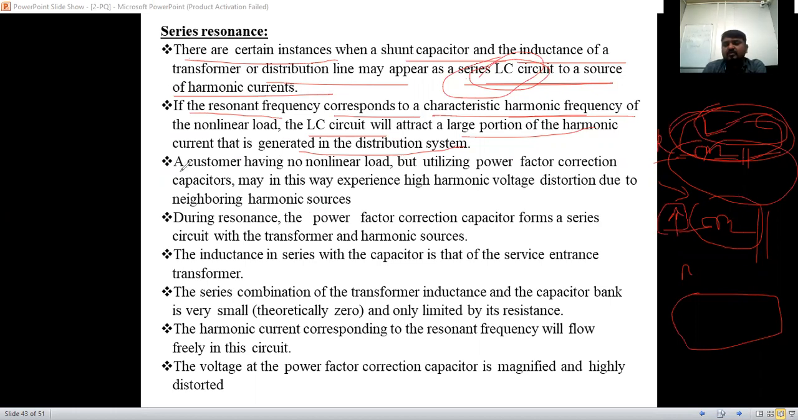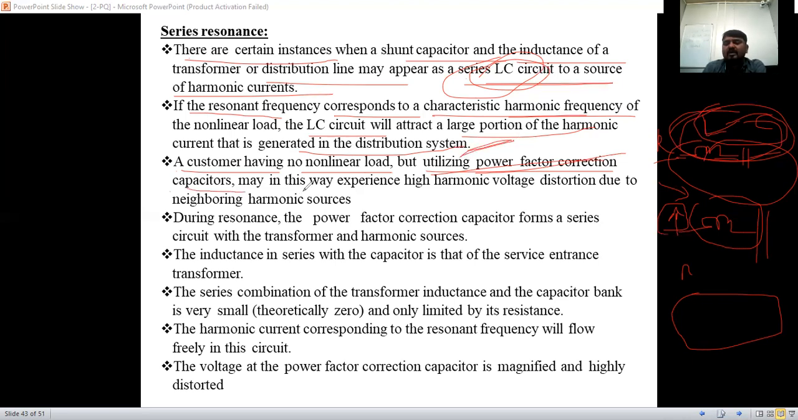Suppose a customer has no non-linear load, he doesn't have any non-linear load, but he is utilizing power factor correction. For power factor correction, what are we going to use? Capacitors. So he is utilizing power factor correction capacitors. Okay, so up to here, this is basic.